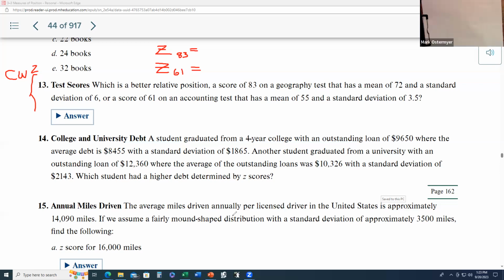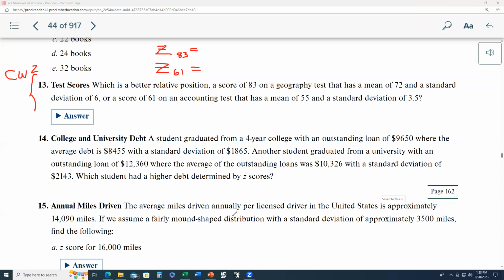Well, the smaller Z-score indicates that the score would be closer to the mean or the average of the class. Do you agree? The larger the positive Z-score indicates that the score would be what? Higher above. Do you agree? The mean or the average of the class. All right. Did anybody get the Z-score for the geography exam score of 83? 1.83. All right. Anybody get the Z-score for the accounting test score of 61?